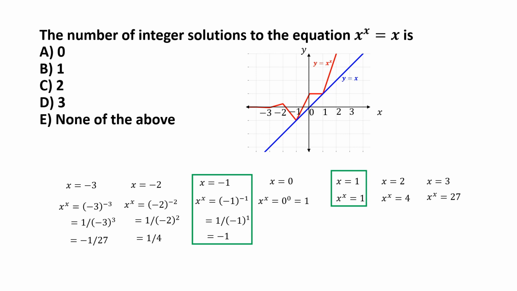And again, the graphical part, you don't need it to answer this question, but I just gave it for the curiosity of those who would be interested. So the correct choice to this question will be option C. There are two integer solutions to this equation, x to the power x equal to x.